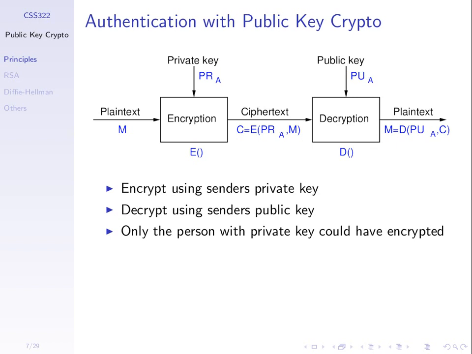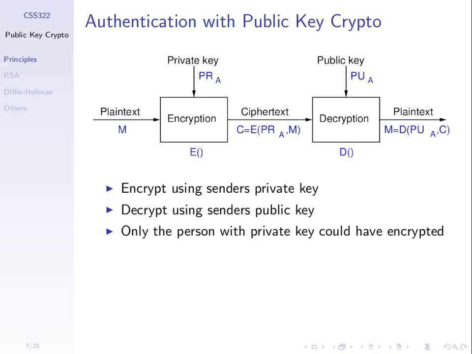But we can use the keys in the opposite order for the purpose of authentication. I want to send a message from A to B. I don't care if someone else sees the message, but B wants to make sure that this came from A. It didn't come from someone pretending to be A. That's authentication in this case.